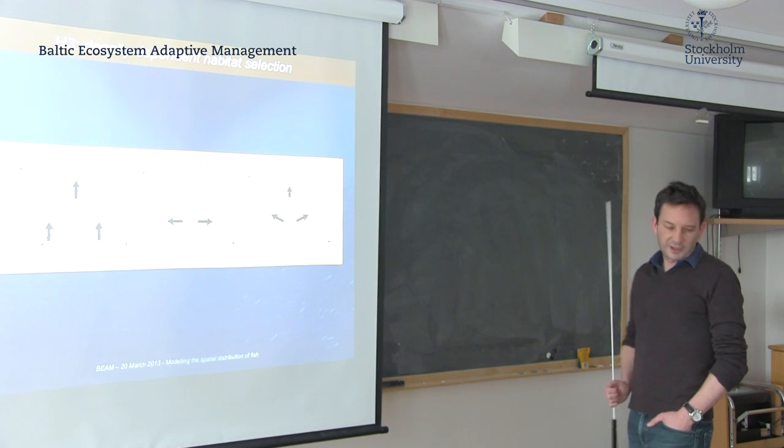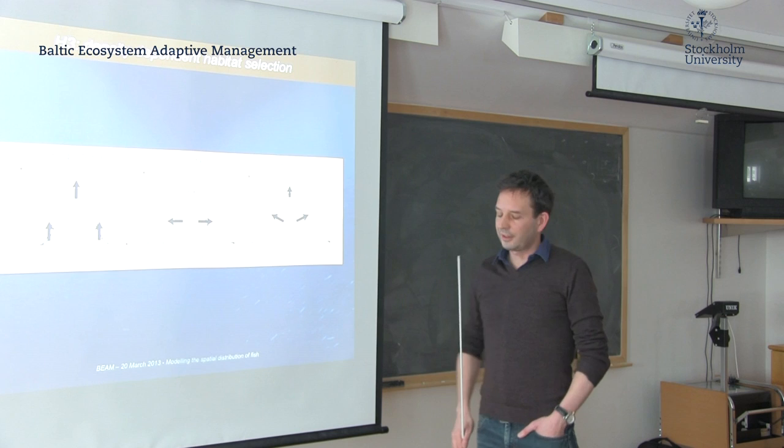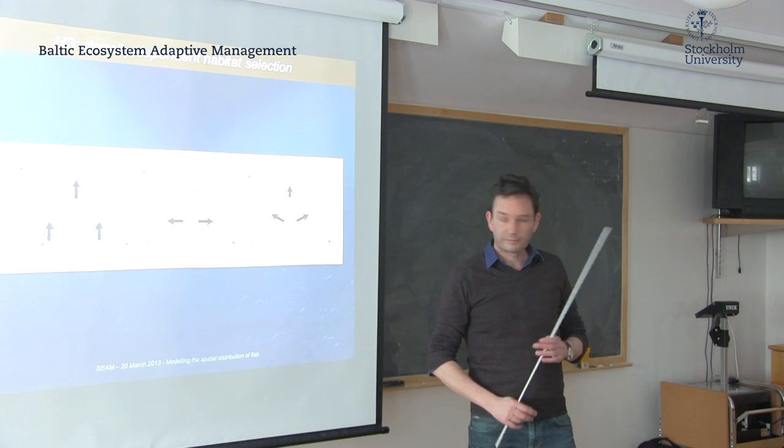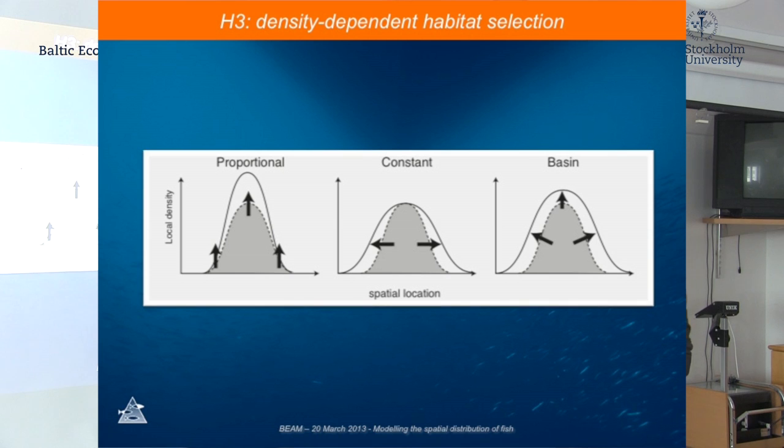Okay, density-dependent habitat selection. That's the idea that as the density of the population changes, that will impact the distribution. We have here three extreme caricatures of how species respond to increase in density or increase in total abundance. One is called a proportional response. That means that if that is space and there are more individuals, they will occupy the same area with the same profile. They will just increase proportionally everywhere by a little bit. Okay, so you have increased local density everywhere.